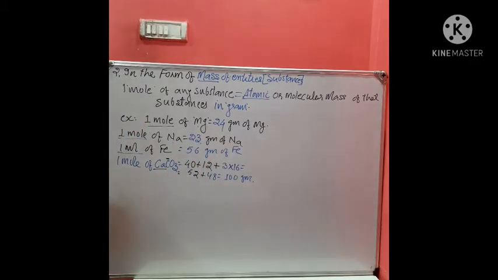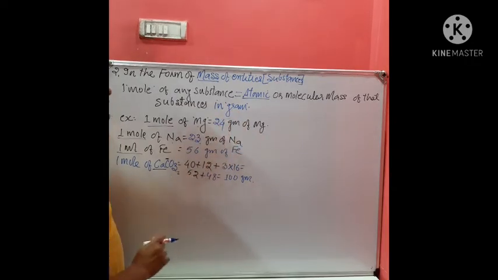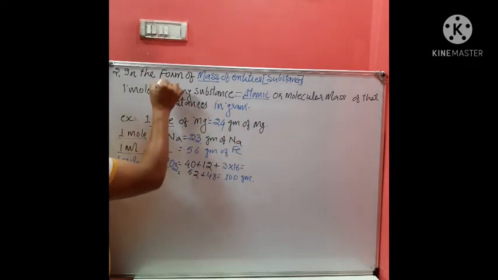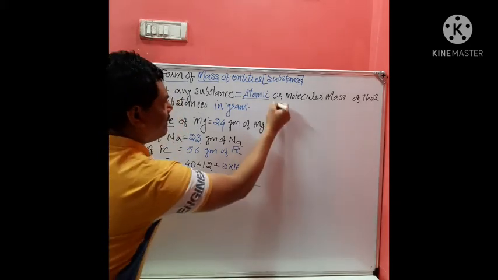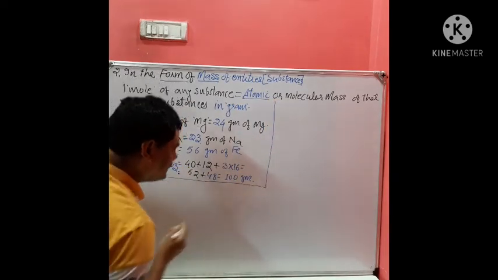So in this way we will find 1 mole. Simply, 1 mole of any substance is equal to atomic or molecular mass. Means if we have to study in the form of mass, then simply we can say 1 mole of any substance is equal to molecular mass or atomic mass. So in this way you can find the atomic or molecular mass of the substance.